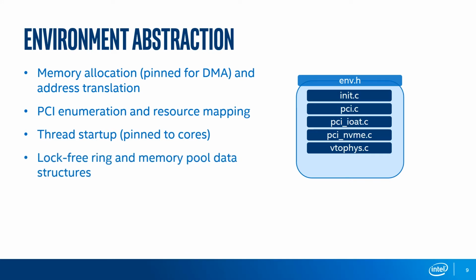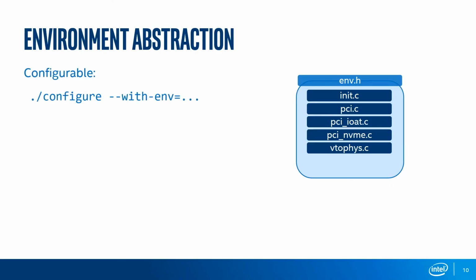So we need a lock-free ring and a memory pool that can be used for multiple threads. So this may sound familiar. This is all built around DPDK. So we initially used DPDK directly, but we now have a configurable environment abstraction layer that puts a really thin layer in between us and DPDK. And you can provide your own here if you don't want to use DPDK.